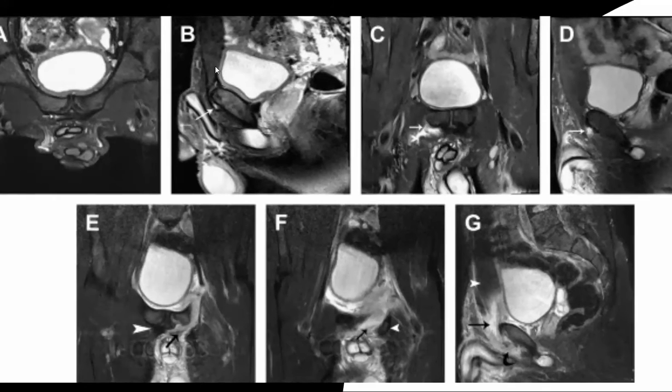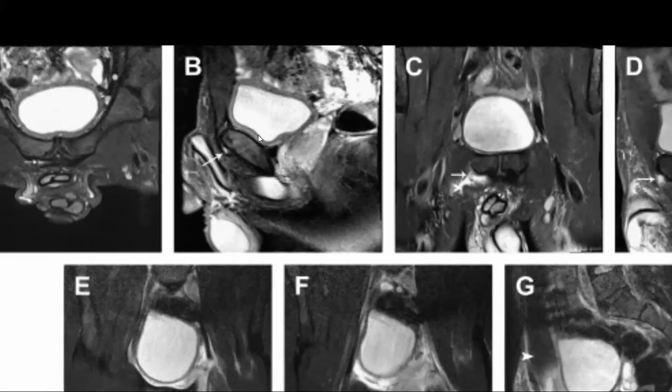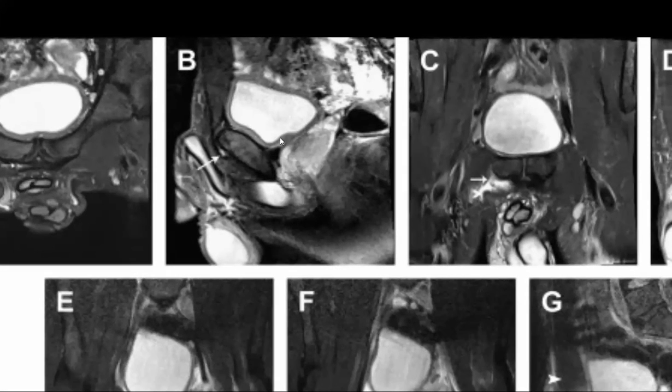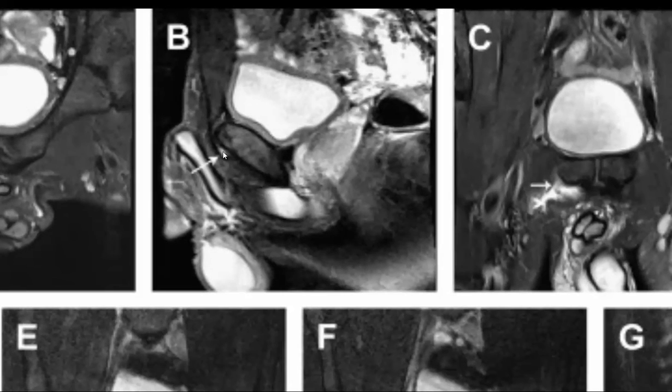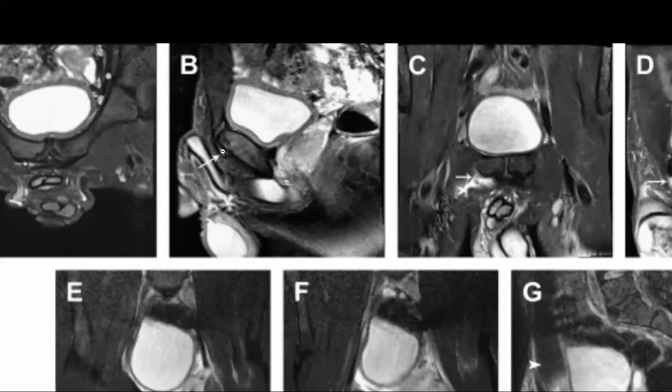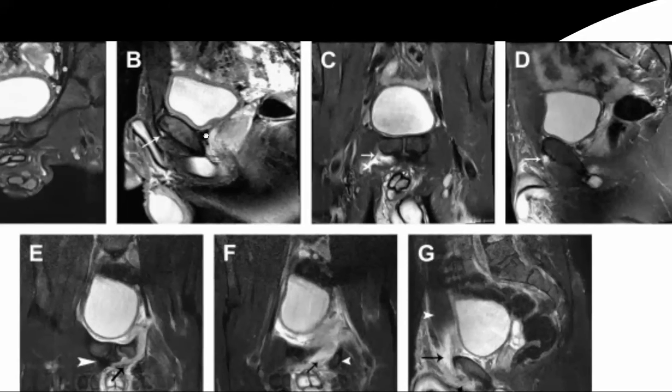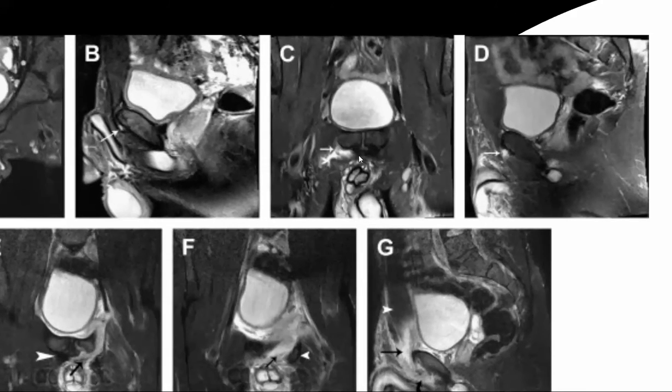This is B, which shows it's a sagittal image. So sagittal basically is from left to right. We can see the bladder, we can see the symphysis pubis, we can see the rectus abdominis muscle and the aponeurosis, and we can see a tiny bit of edema here at the aponeurosis, which is probably micro tearing, one of the most common causes of athletic pubalgia.